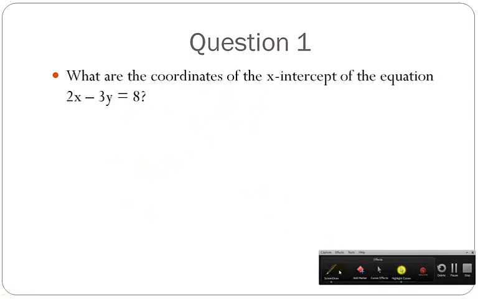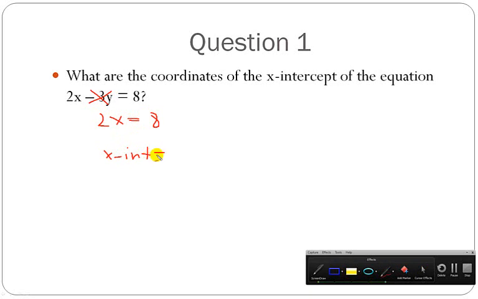Once you understand what's going on, you really don't have to show all that work. If you know you're plugging in 0 for y to find the x-intercept, you know that this part of the equation will get canceled out. You'll get left with 2x equals 8. Divide by 2 on both sides, and you'll get that your x-intercept equals 4.